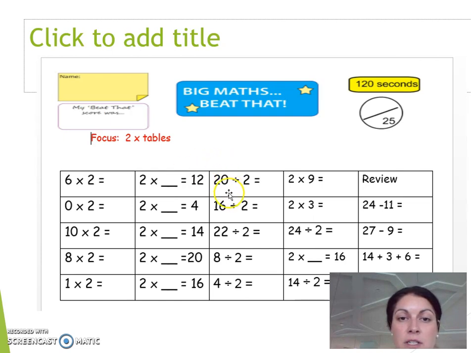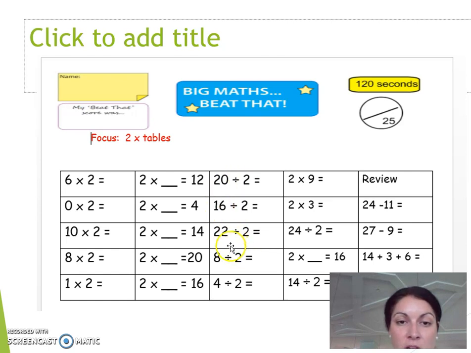Now, this moves on to dividing. So we would say how many 2s are in 20. So we would count up in 2s up into 20. So 2, 4, 6, 8, 10, 12, 14, 16, 18, 20. And I would have counted that I had counted 10 2s. So 10 multiplied by 2 equals 20. 20 divided by 2 equals 10.